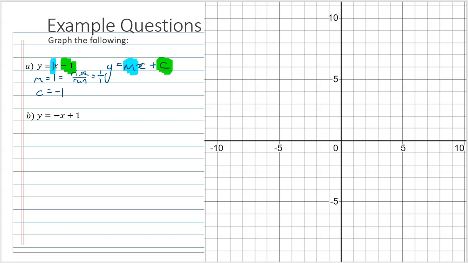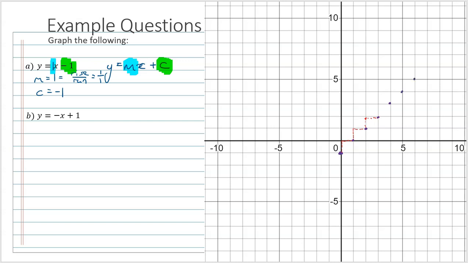So if I were to graph this, I'd find negative 1 on my axis, y equals negative 1, which is here. And then the gradient, for every 1 I go up, I have to go across 1. So as I go up 1, I'm going to go across 1, and again, and again. So I've got a point here, here, here, and I could keep going as such.